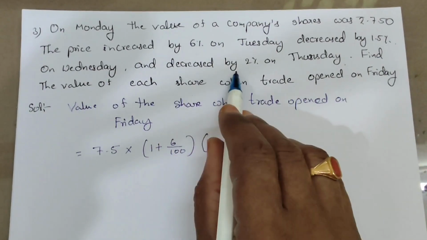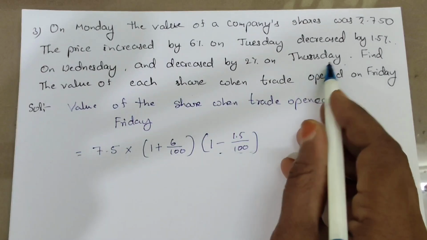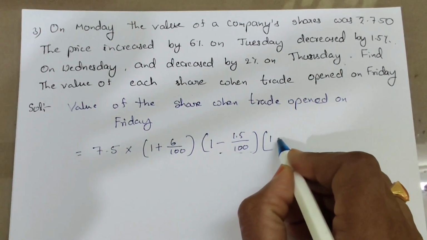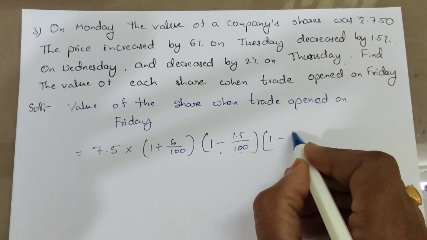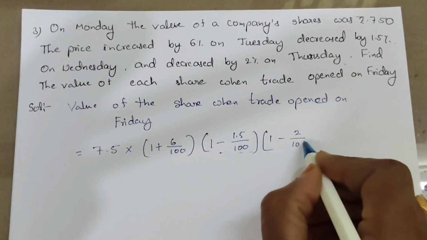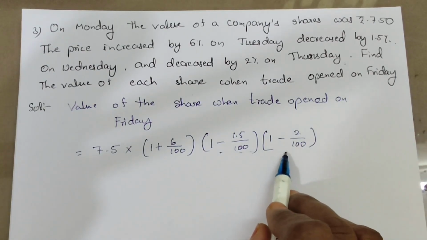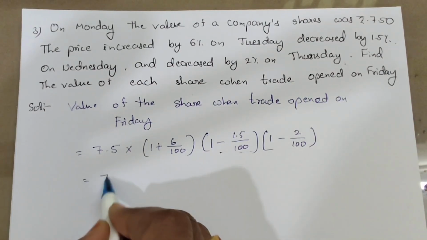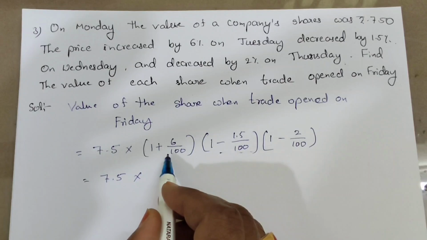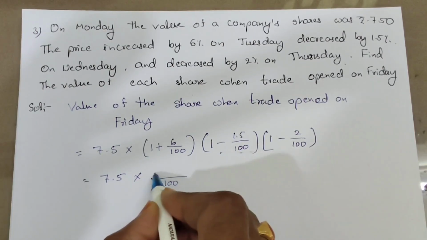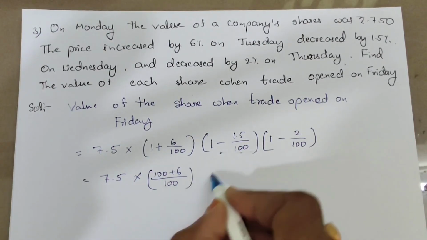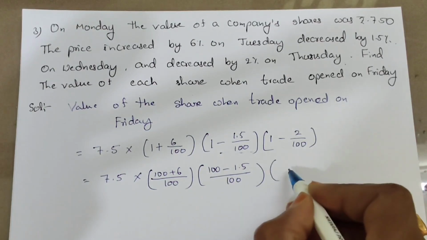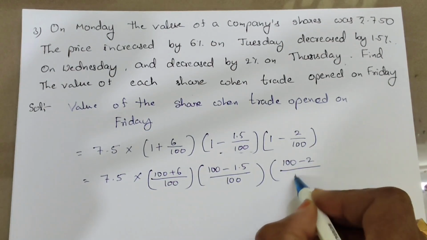So next, decreased by 2% on Thursday. So here Thursday is decreased. Again decreased 2%. So here total value minus the decreasing percentage, 2 by 100. 2 by 100 is the decreasing value of Thursday. So now here this one, simplify and find the value. Here first 7.5 into, do the LCM. Here the LCM equal to 100 by 100 plus 6, into 100 minus 1.5 by 100. Again we do the LCM here, 100 minus 2 by 100.